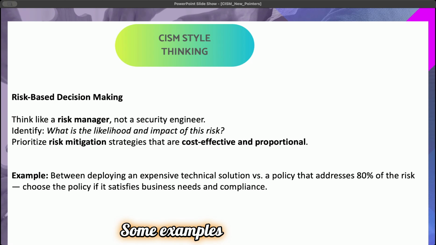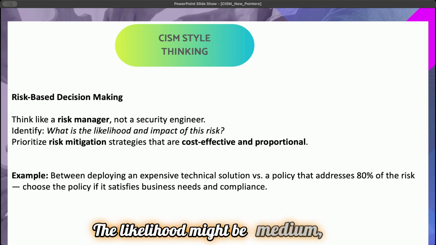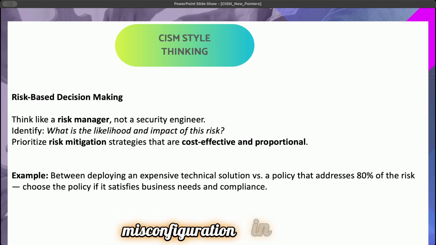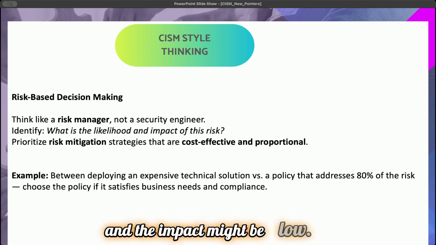Some examples. Suppose the risk is an outdated encryption algorithm. The likelihood might be medium and the impact might be high, so a risk rating based on your assessment would be high. If there is a server misconfiguration in a test environment, the likelihood might be low and the impact might be low.